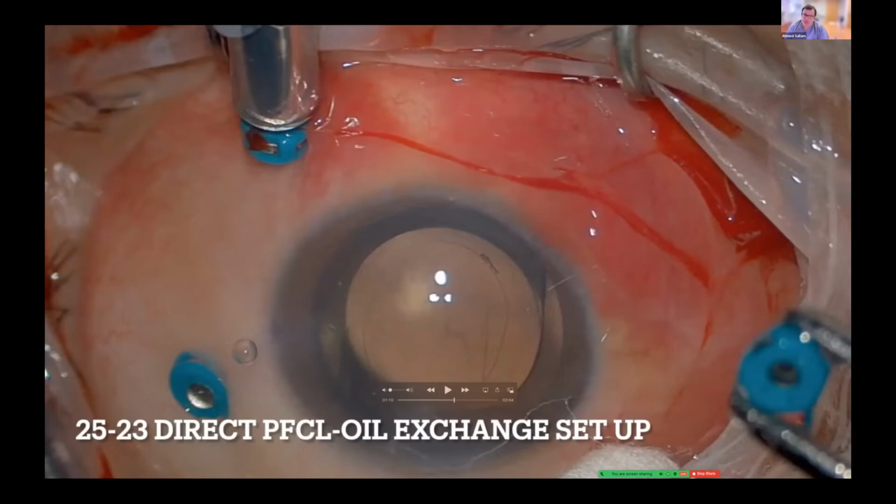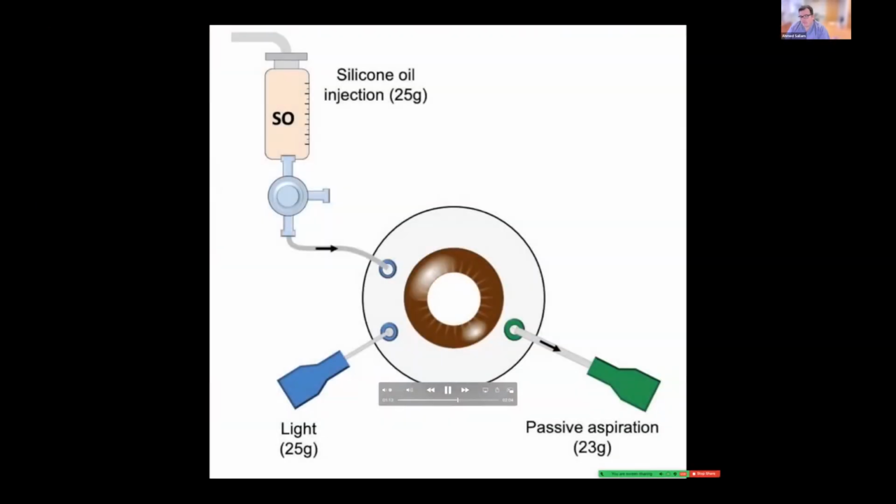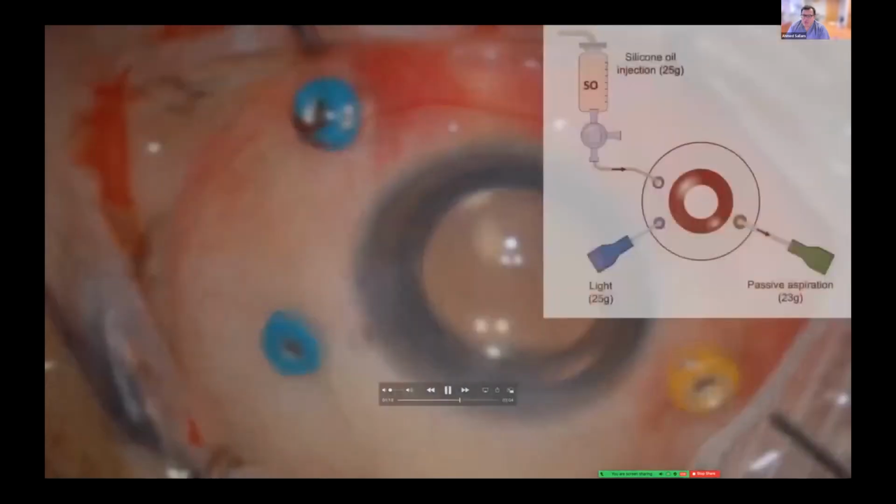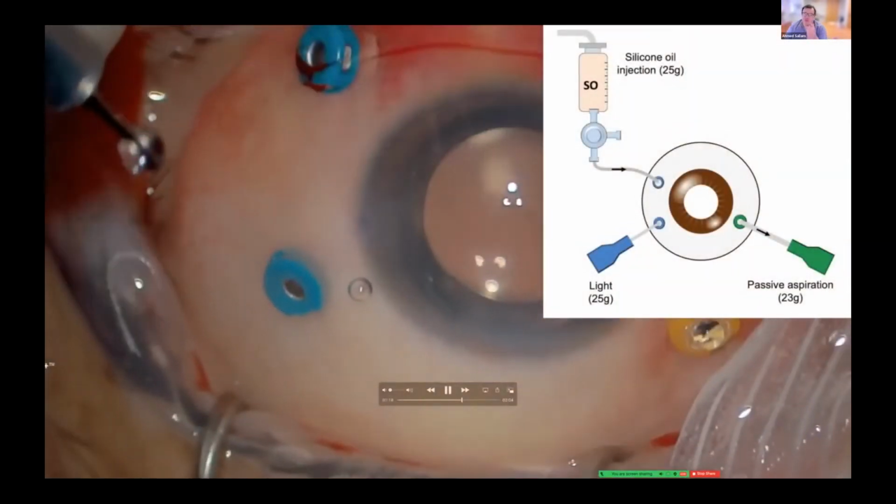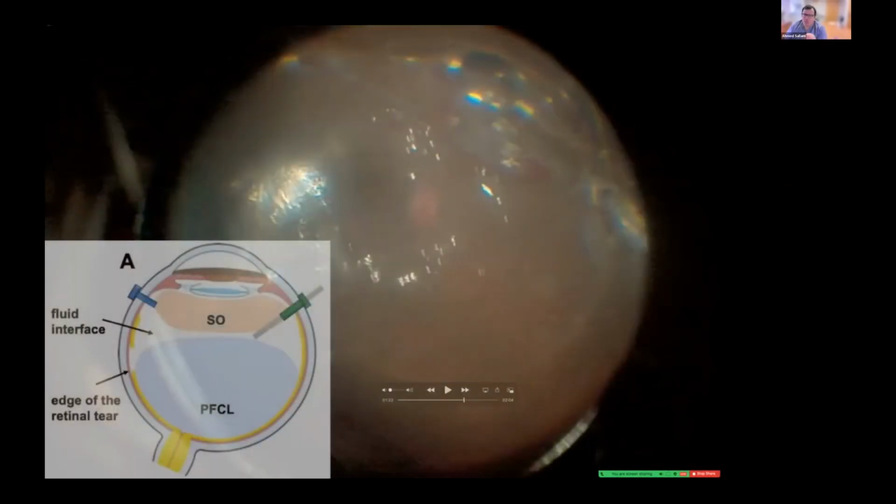So we tried to mismatch the removal of PFCL with the oil by giving the PFCL more advantage, using a wider gauge cannula like we do here. So we changed that to a 23 or a 20 and use that for the passive PFCL removal. Here we prime the oil. If you change a 25 to 23, you get 1.5 times more removal. If you change a 25 to a 20, you get 2 times quicker removal, which means less risk of pressure rise in the eye.